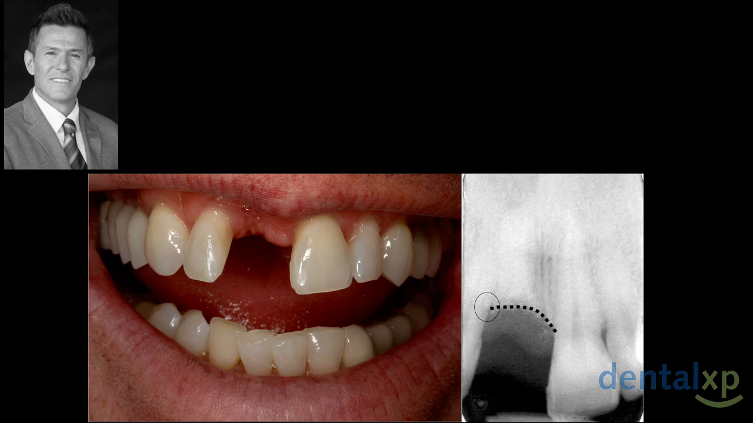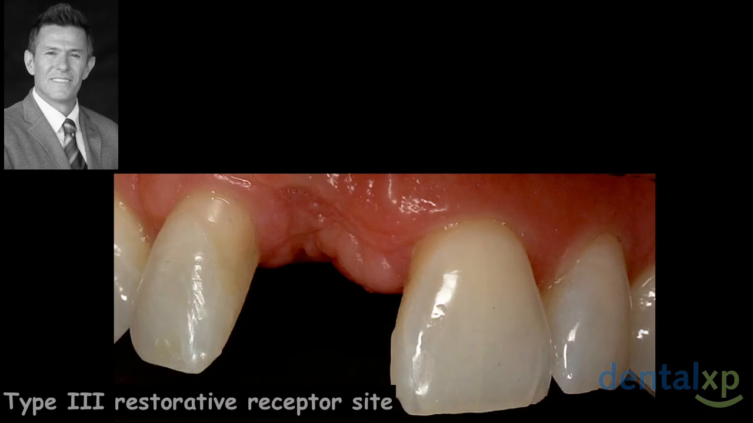Remember the previous case, very big labial-lingual cleft, but no interproximal issues. Here, we have a labial problem, and we have an interproximal issue. And typically for us, the interproximal height of bone, as a prognostic indicator, this would be a class 3 situation, a type 3 restorative receptor site.